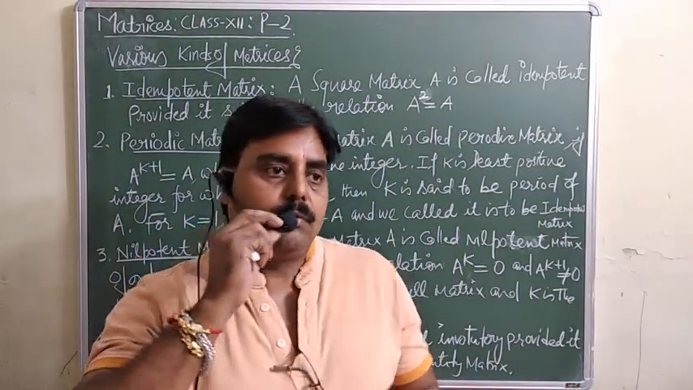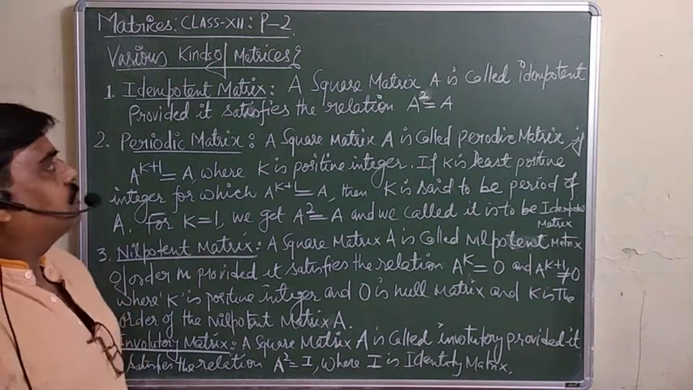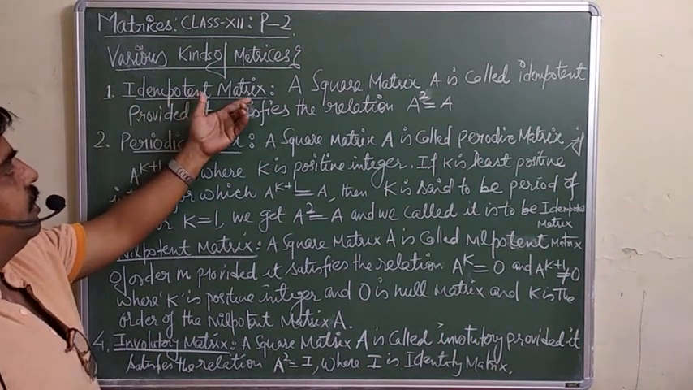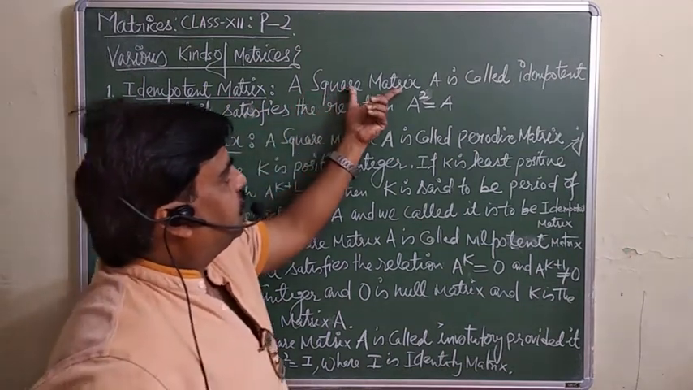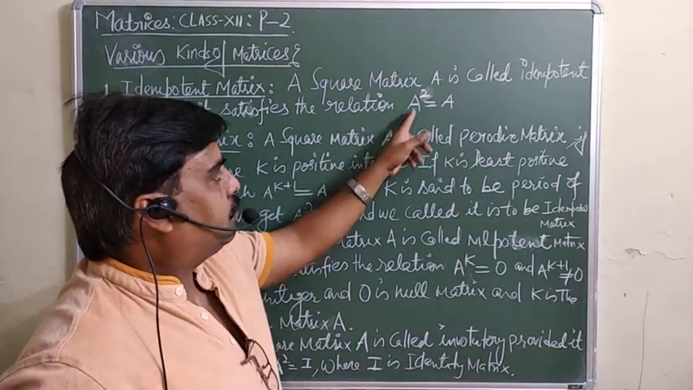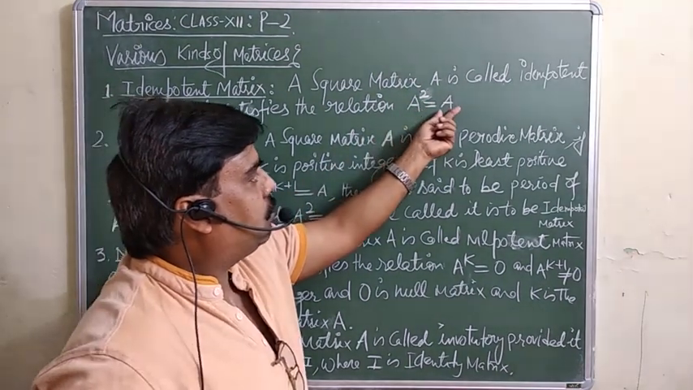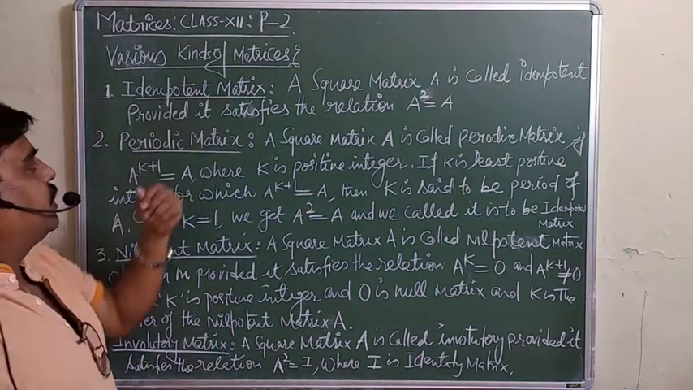Hello everybody. Now in the second part we will discuss the various kinds of matrices. First is the idempotent matrix. Which matrix is known as an idempotent matrix? If a square matrix A is multiplied by itself, that is, A square comes equal to the matrix itself, that matrix is known as an idempotent matrix.